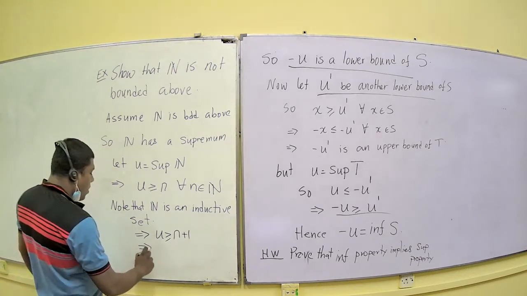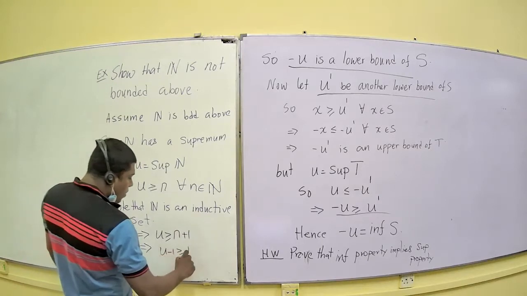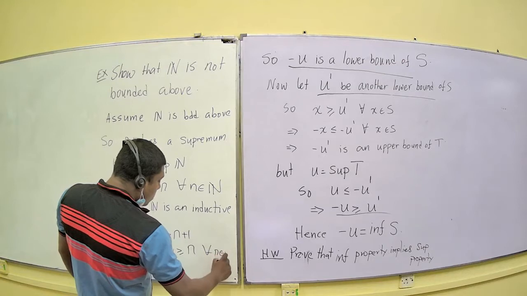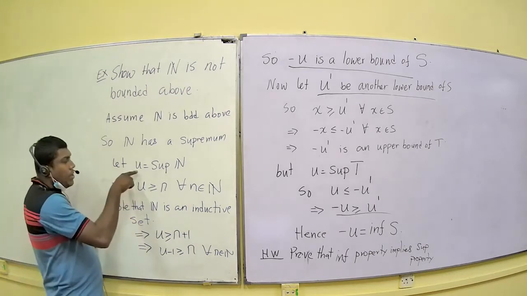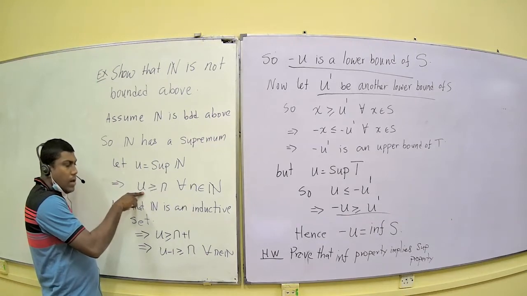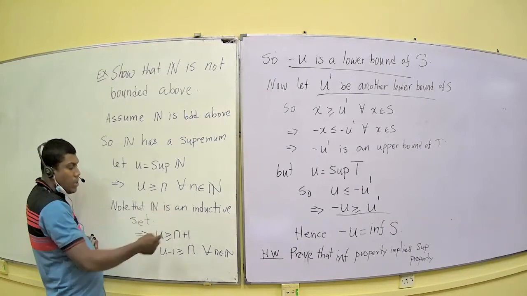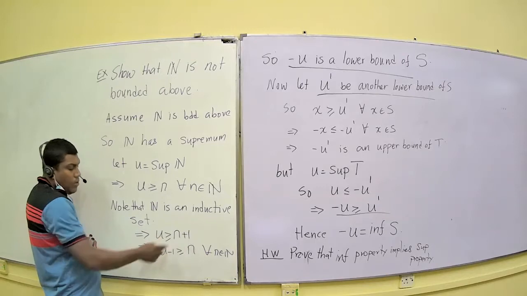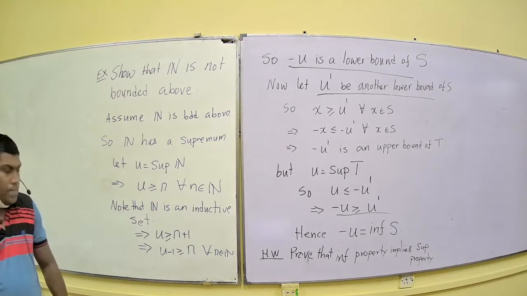So that is because of the inductive set, right? So this means u minus 1 is greater or equal to n for all n belonging to the natural numbers. Right? So you start with u being a supremum. So because of that, u is greater or equal to n for all n. But N is an inductive set. So obviously it is true for n plus 1 as well. So u is greater than or equal to n plus 1. So if you rearrange that, you get u minus 1 is greater or equal to n for all n.